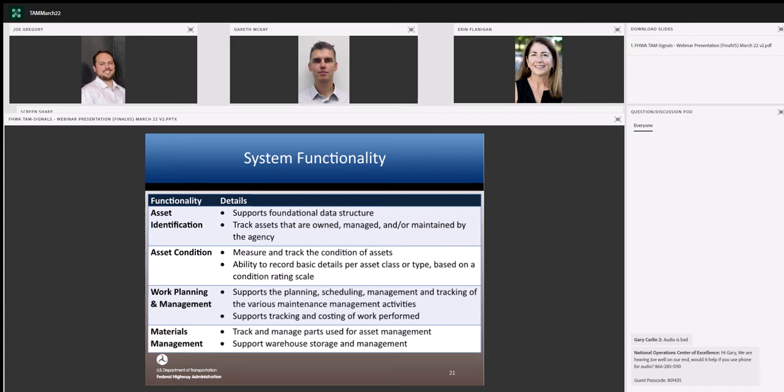From a system functionality perspective, we've got 2 slides here that talk about all the things you may want from a system functionality perspective for traffic signal assets. The first 2 we've talked about there are asset identification and asset condition. We've touched on those with the previous theme. Work planning and management. You want to understand and track the work that's done on those assets. So that's something you'll want to understand. You may want to look at materials management, the parts that are used, and have a process or a system in place to understand that.